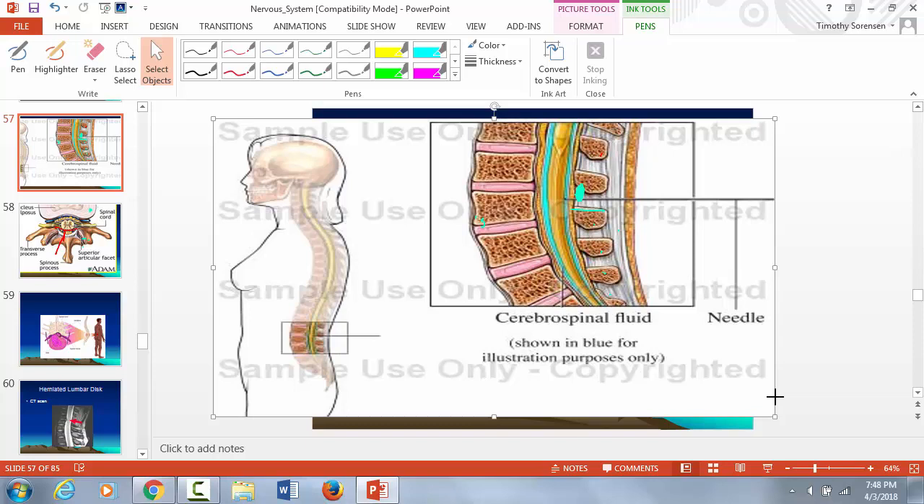So when you do a spinal tap, you want to limit the potential damage to the true spinal cord. So that's why they do a lumbar puncture to get the cerebral spinal fluid below L1, because they know that the true spinal cord ends at L1. So they'll typically go between L3 and L4 to do a lumbar puncture to get a sample of cerebral spinal fluid. There you go.